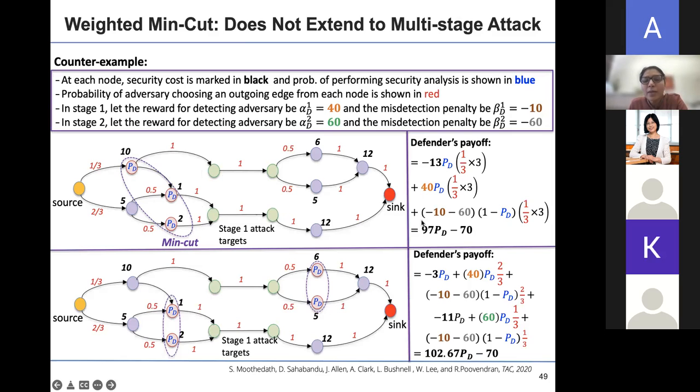And corresponding to that selection, if I look at the computation here, I get 97 PD minus 70 as the defender's payoff. And in the bottom figure, I'm not choosing a min cut, right? So min cut consists of all these three nodes. It also includes this. Here, this is not a min cut because it is a cut only if I add this other node as well. So this is not a min cut, but still here I'm getting a higher reward. So this is just a counter example to demonstrate why the min cut solution approach for the single stage case does not extend to a multi-stage case when I'm stitching together these graphs.